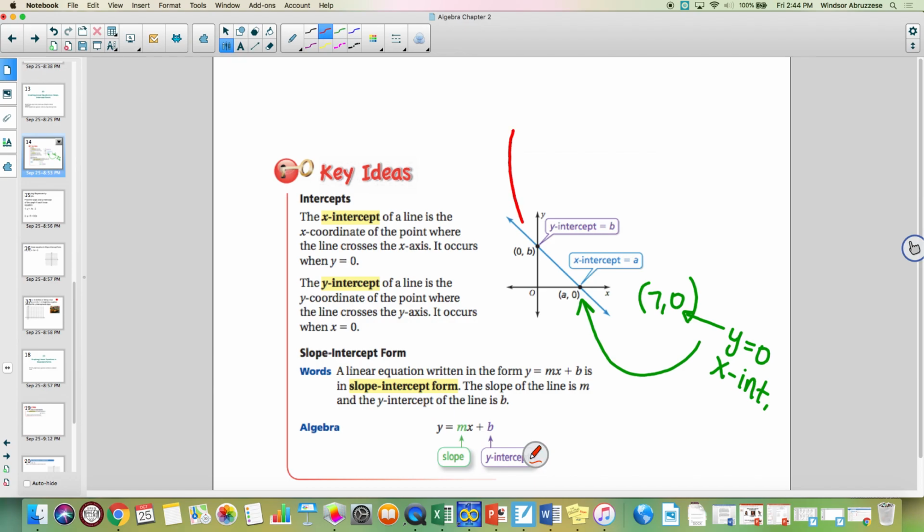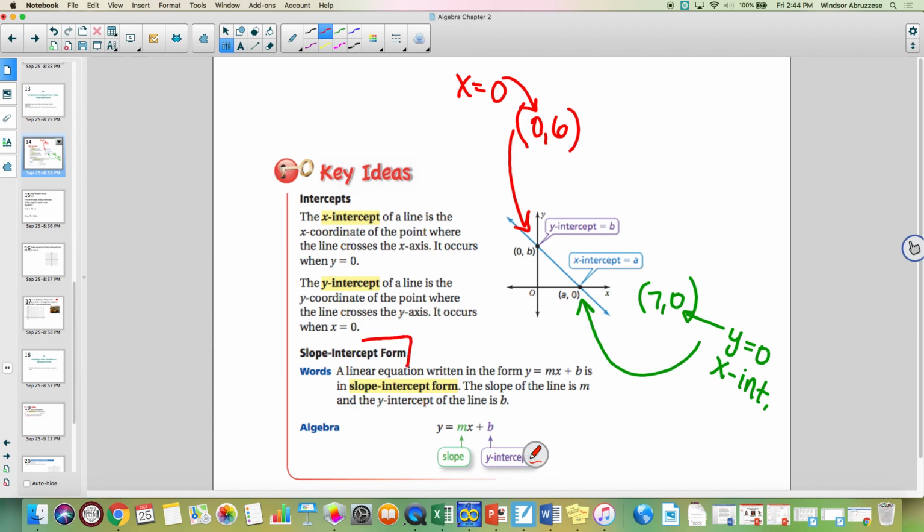Whereas the y-intercept is where your line crosses the y-axis. And that coordinate is always going to be, let's say this one is 0, 6. In the y-intercept, x is 0. And that sounds a little confusing at first, but the more we practice, the more you will begin to understand.